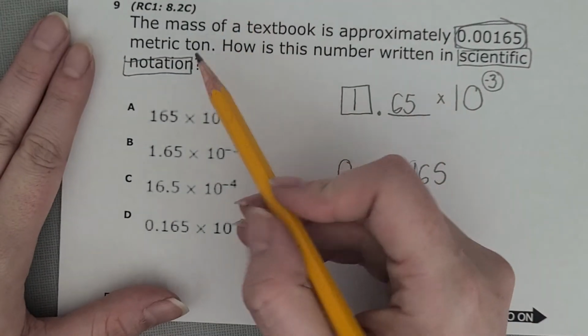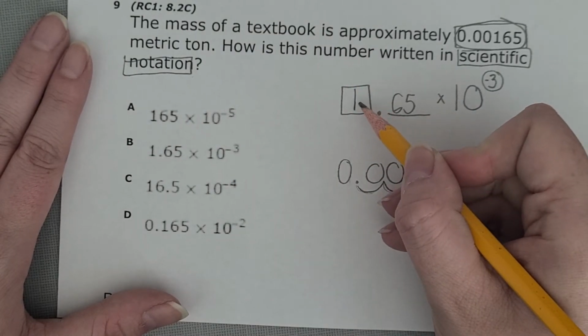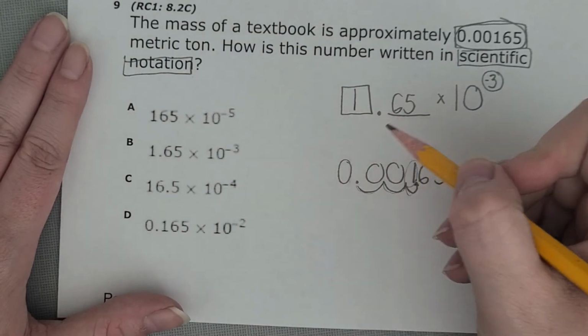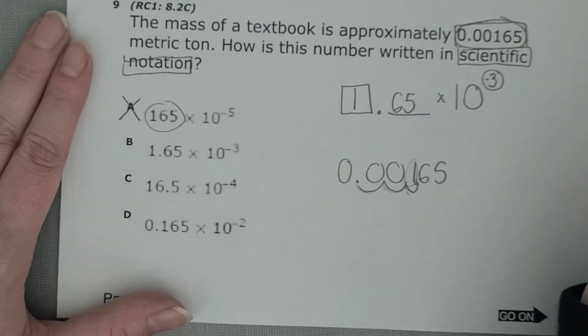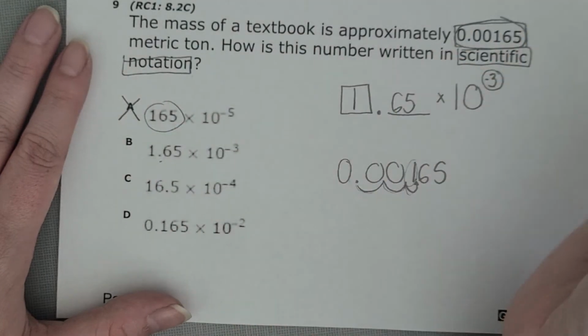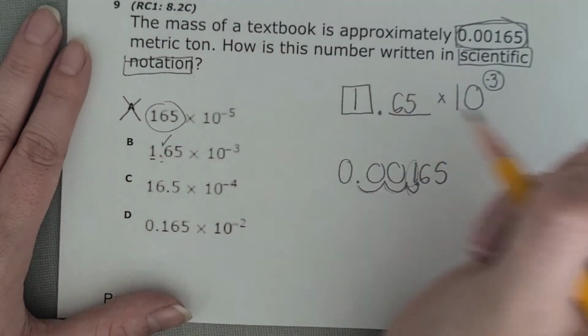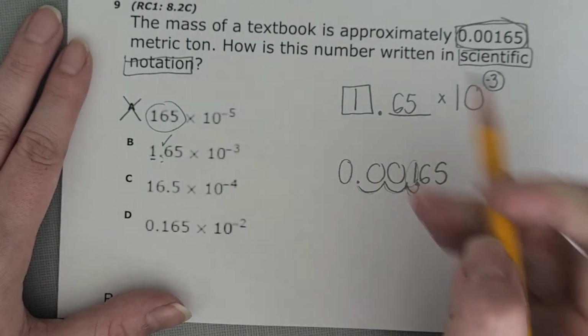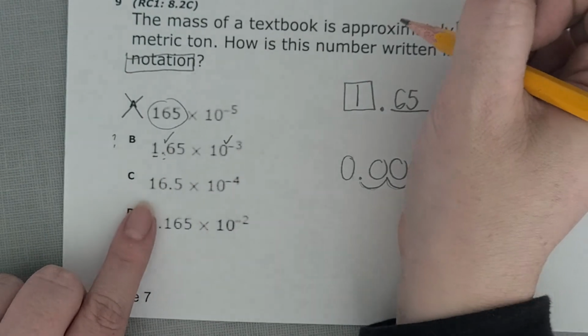Already, if you had come over here to look, since scientific notation can only have one number that's not 0 to the left of the decimal, I already know this one doesn't even have a decimal. It cannot be A. Okay, B has the decimal with one number to the left, so that works. And then it's times 10 to the negative 3. That's what we got. So it's probably B, but let me check just in case I messed up.